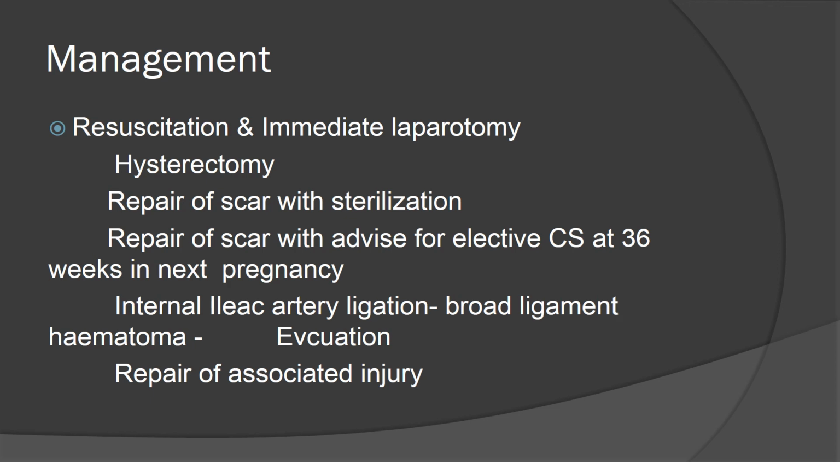When there is an extension of the scar to involve the uterine vessel, there can be a hematoma at the side of the uterus, in the broad ligament. So to control this hematoma, you have to do internal iliac artery ligation and evacuate the broad ligament hematoma. Of course, if there is an injury of associated organs like a bladder injury or ureteric injury, you have to do further procedures to repair this injury.